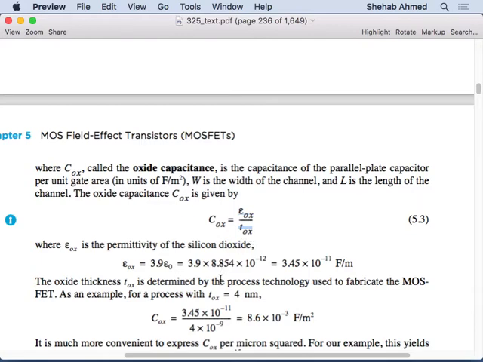So the smaller the gap between the plates, the bigger the capacitance. The oxide thickness is TOX, and this oxide has a certain permittivity. The capacitance depends on the permittivity of the dielectric material and the thickness of that oxide. If I make this small, I can make the capacitance big. How do you make this small? This depends on the process technology.